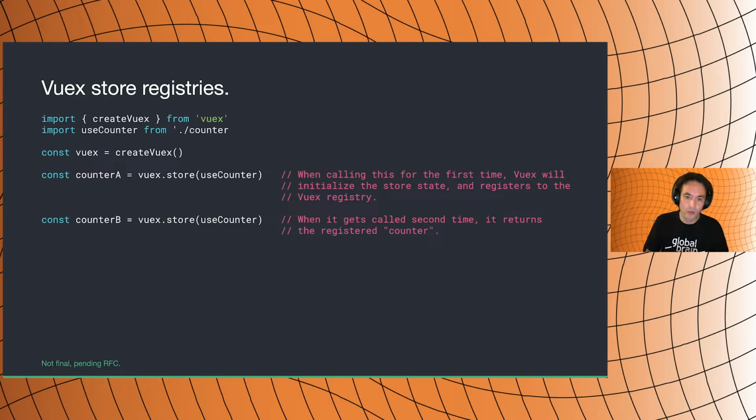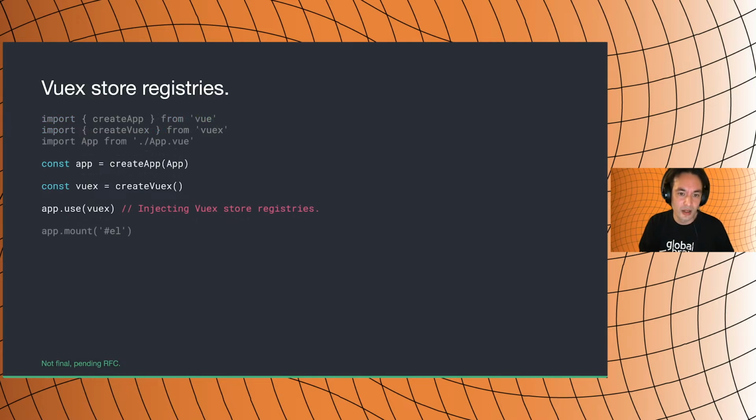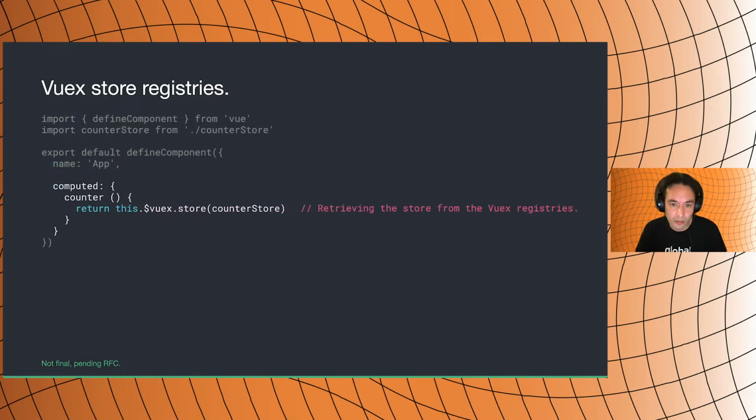This is the reason why we install the Vuex instance to the Vue app instance. Remember that when we want to use a store inside the Vue component, at first we register the Vuex instance to the Vue app instance via the app.use method. Then inside the Vue component, in options API, we can always retrieve the store from the injected Vuex instance, like this. This is exactly the same as calling the vuex.store method outside a Vue component.